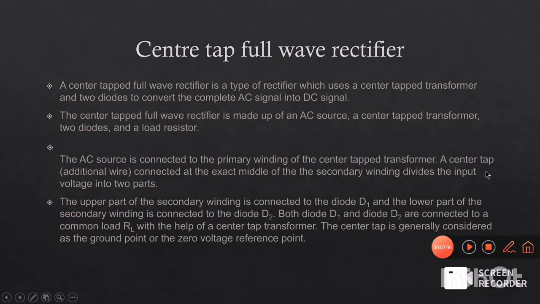A center tap, an additional wire, is connected at the exact middle of the secondary winding and divides the input voltage into two parts. The upper part of the secondary winding is connected to diode D1 and the lower part of the secondary winding is connected to diode D2. Both diodes D1 and D2 are connected to the common load RL with the help of the center tap transformer. The center tap is generally considered as the ground point or the zero voltage reference point.